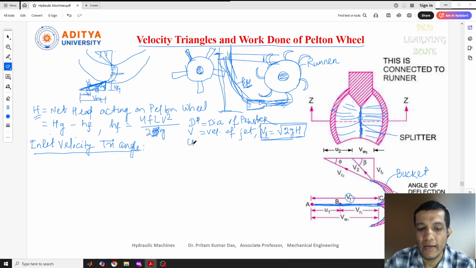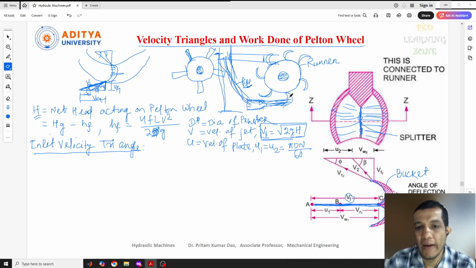u is nothing but the velocity of the plate. The velocity of the plate is what you get after striking, when the plate starts moving continuously. Here we can consider u1 and u2. u1 is the velocity of the plate at the inlet condition, and u2 at the outlet condition. And how do we calculate this? With the formula pi d n by 60.